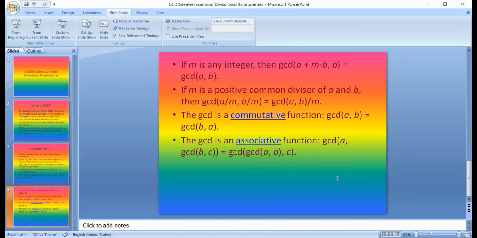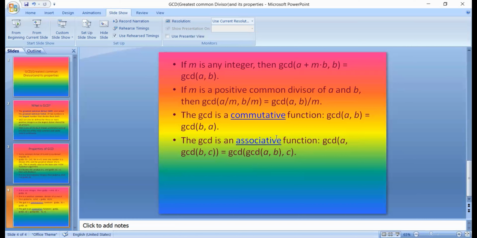Then the next property is that if M is any integer, then the GCD of A plus M times B, comma B is equal to GCD of A, comma B. Then the next property is that if M is a positive common divisor of A and B, then the GCD of A divided by M, comma B divided by M is equal to GCD of A, comma B divided by M. Why? Because here M is the common factor of A, comma B. So these become coprime.